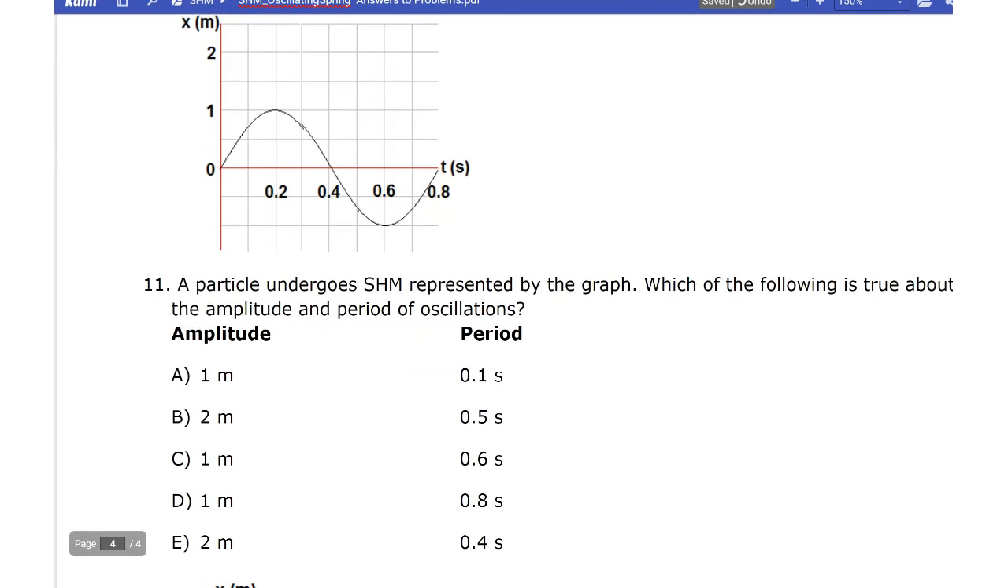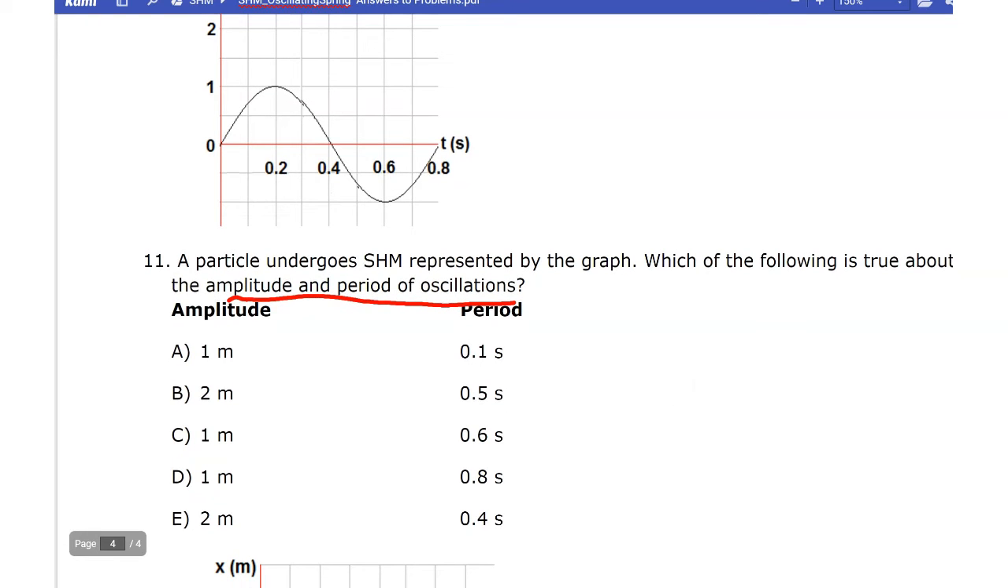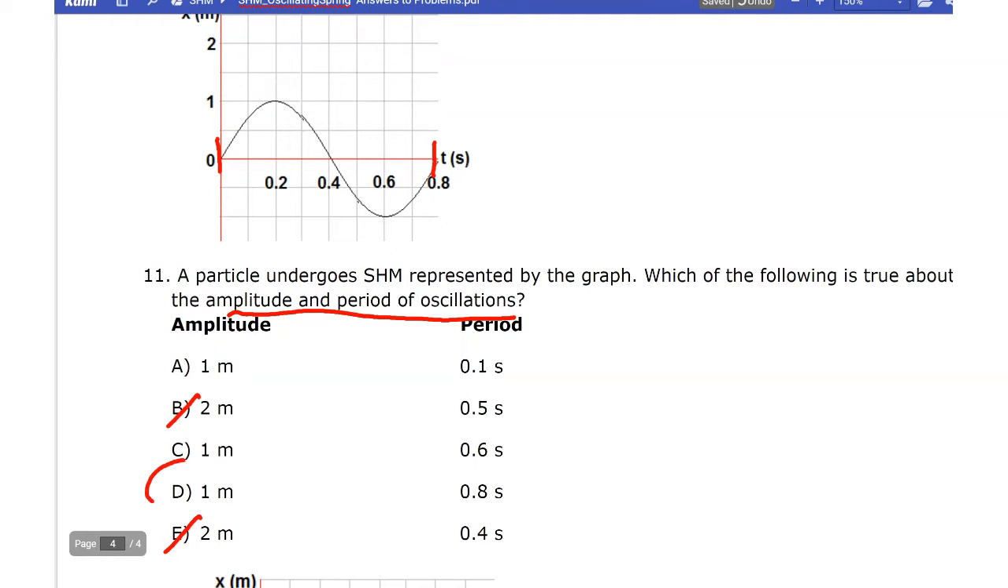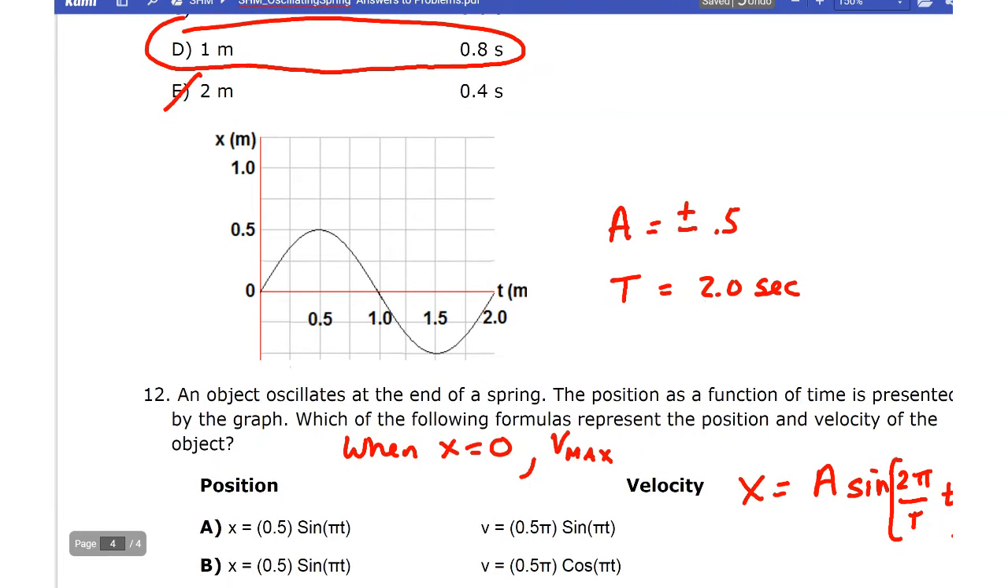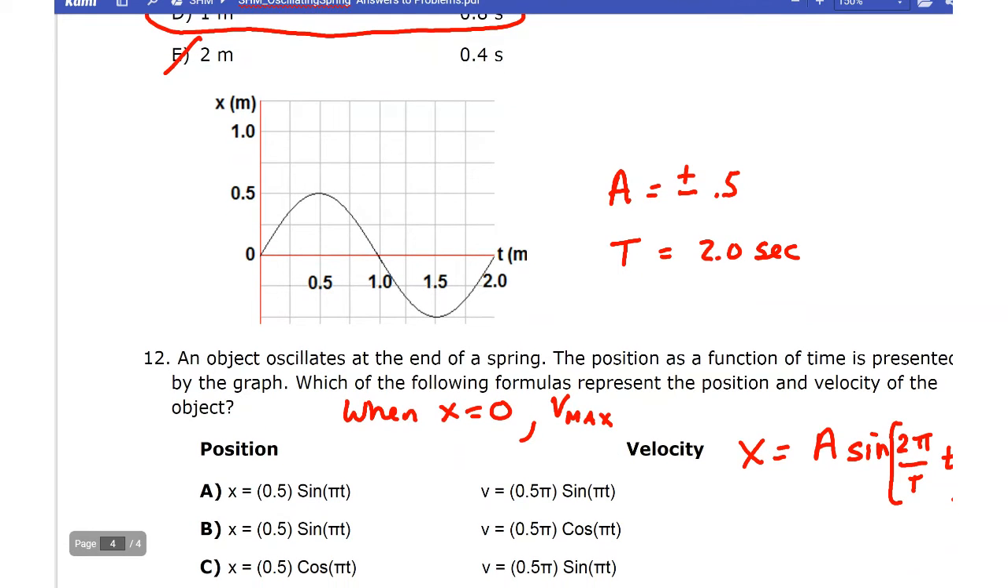This looks like a sine function. What is true about the amplitude and the period? Well, the amplitude is obviously 1, so this is wrong. And the period is, what's the period? Time for one full vibration, which is this. So it is d right here. The amplitude is 1 and the period is, that's simple enough. Another sine function showing the x position. A is positive and negative 0.5, and the period is 2, because that's the time for one full vibration.